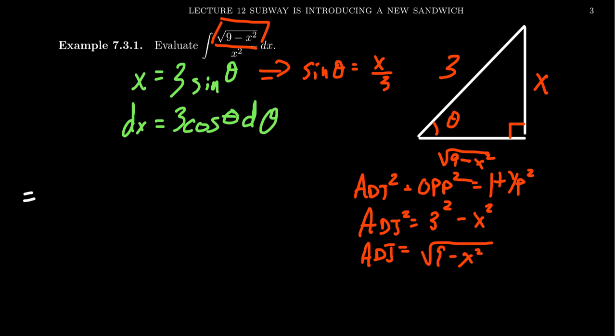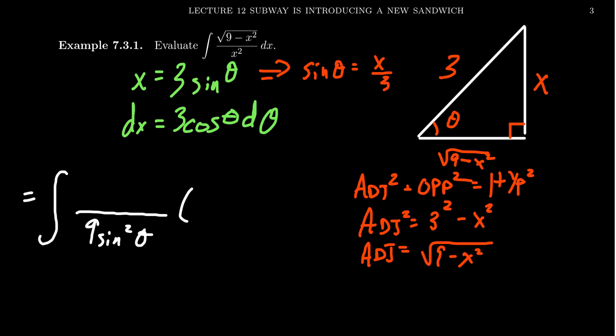When I say simplify, I mean let's take the integral that's on the top here and start writing it in terms of theta instead of x anymore. Well, let's do the easy parts first. There's an x squared on the bottom. X is 3 sine theta, so we're going to get a 9 sine squared in the denominator.